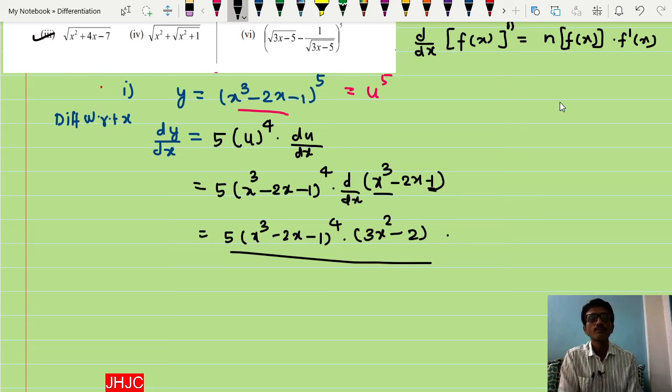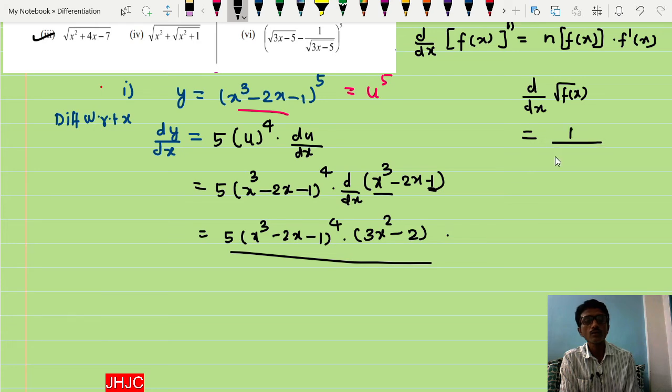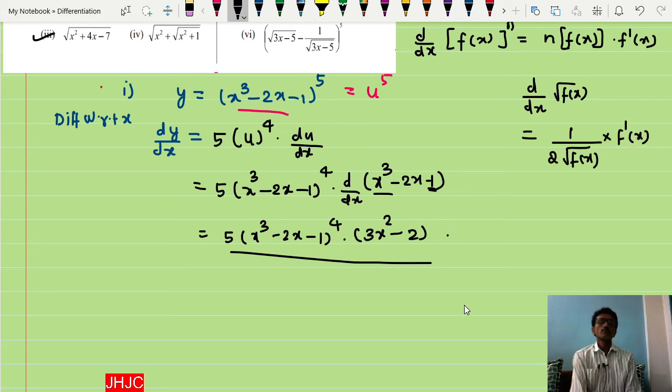See here, remember this formula: derivative of root f(x) is equal to 1 upon 2 root f(x) into f dash of x. So we remember this formula, derivative of root f(x) is 1 upon 2 root f(x) into f dash of x. So let's solve this example.